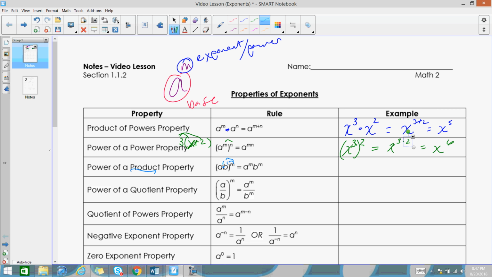So a times b, all raised to the nth power, is really a to the nth power times b to the nth power, because really there's a 1 out in front of these little exponents of n. You see that? So let's see an example of this.